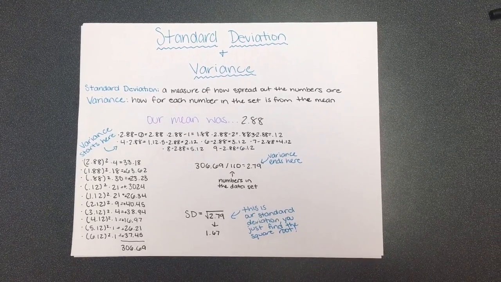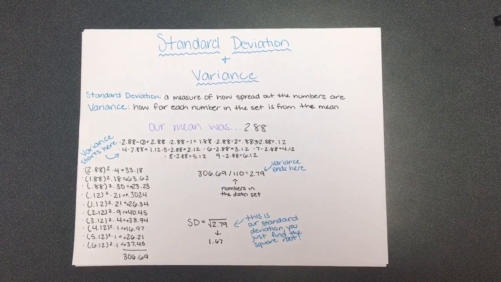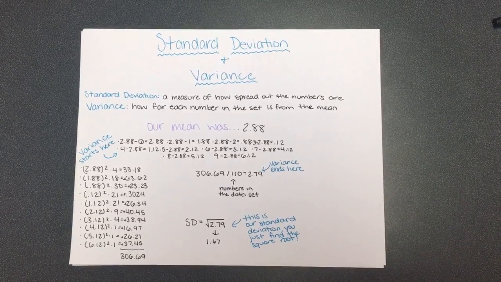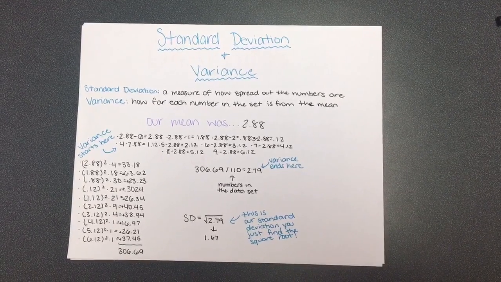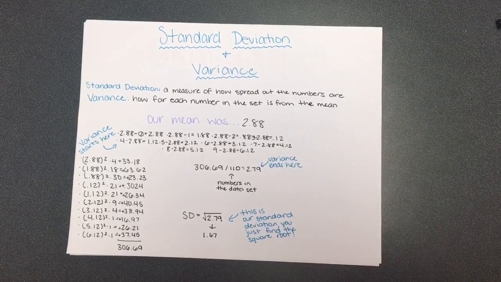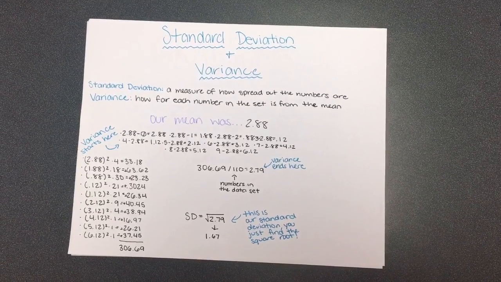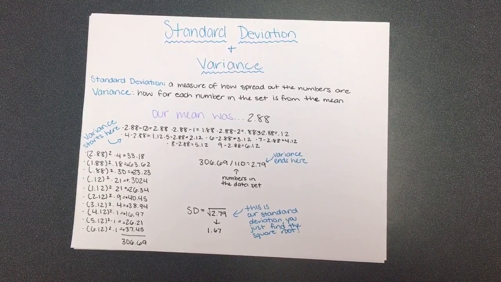Then we had to focus on standard deviation and variance. Standard deviation is a measure of how spread out the numbers are, and variance is how far each number in the set is from the mean. So our mean was 2.88, so we took each of our values and found the difference between each of the values and the mean.